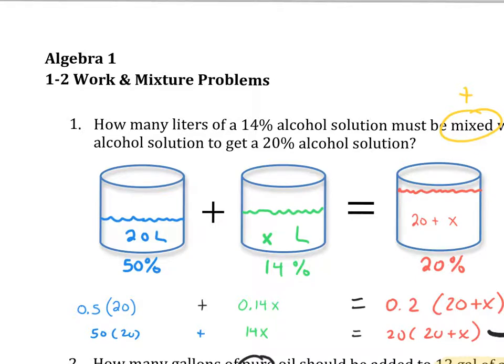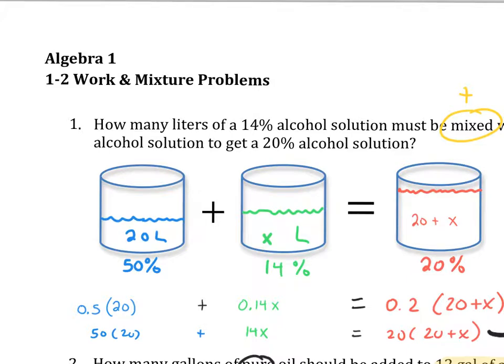But notice that if I add this solution to this solution, I'm going to get a larger amount of solution. So 20 plus the x is how much end result solution we have, and it's a 20%. What's nice is that once you have it set up conceptually like this, the product of these two tells you how much actual alcohol you have. So 20 liters times 50% gives you how many liters of alcohol available. Same thing here. And then lastly, 20% times this 20 plus x.